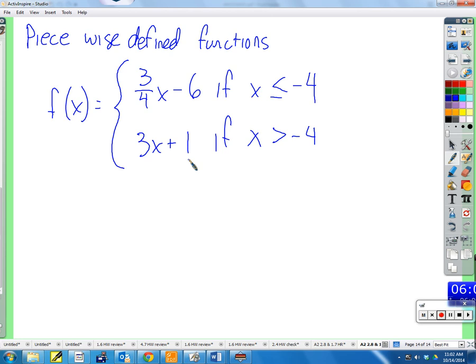Will that turn into a line graph? Well, we know that this will be a line, right? And this will be a line. And if they have to meet up at negative 4, I know they're not going to meet up and make a single line, because this one has a slope of 3/4, and this one has a slope of 3. Even if they touch, they're not going to make a straight line.